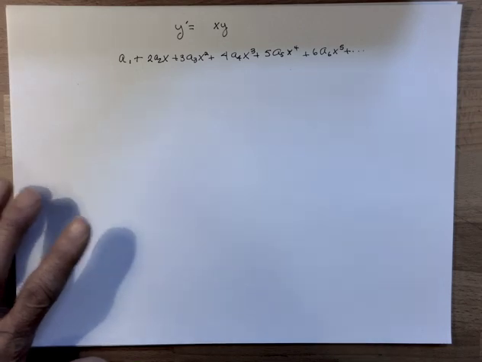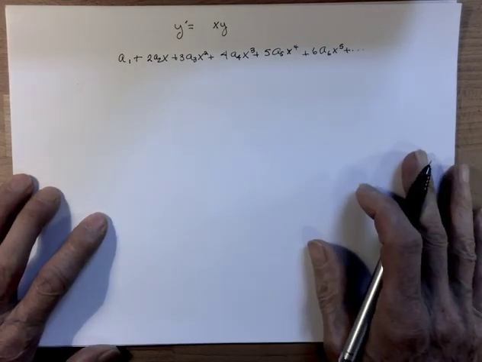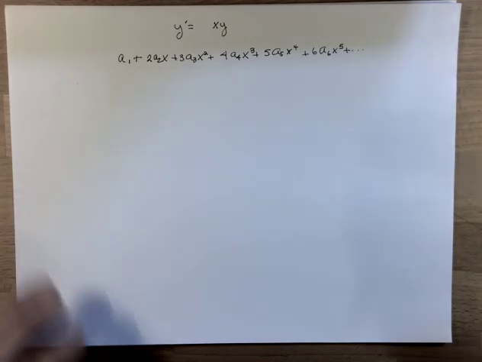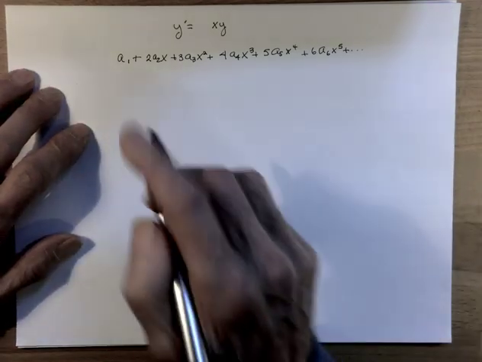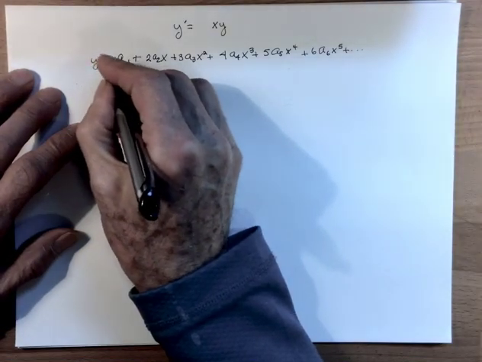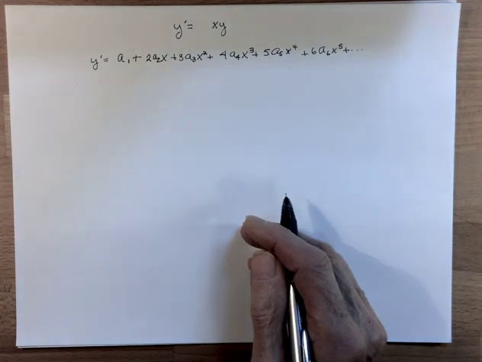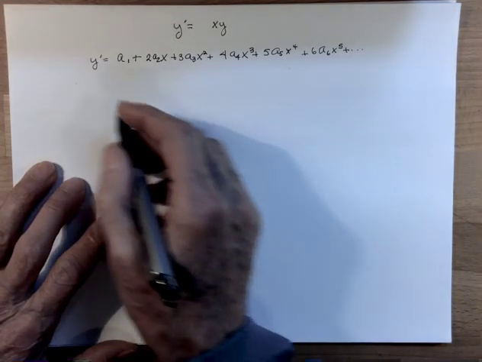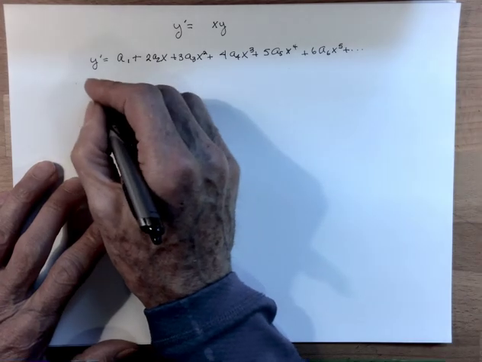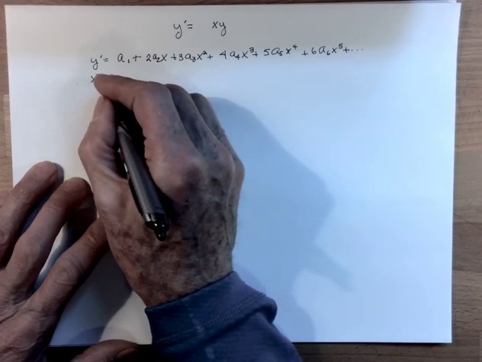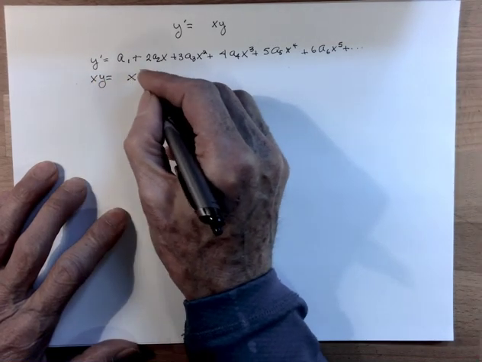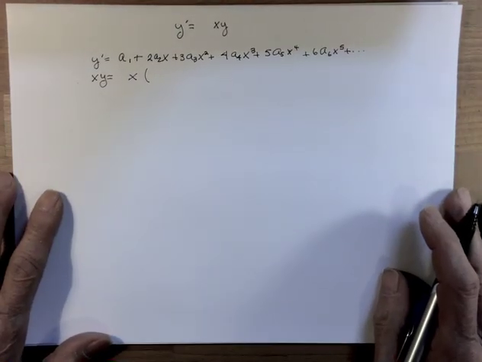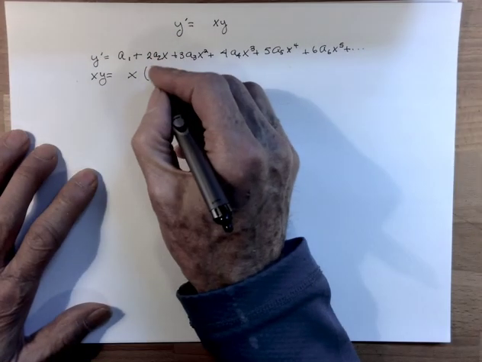And we're writing this out because we're going to want to see the pattern, and it may not be obvious at first what that pattern is. So we're going to write it out. And that's y prime. And we got that by taking y and taking the derivative using the power formula. Let's write out y times x. Well, it's x times y, and y is just a0 plus a1 x plus a2 x squared, etc.